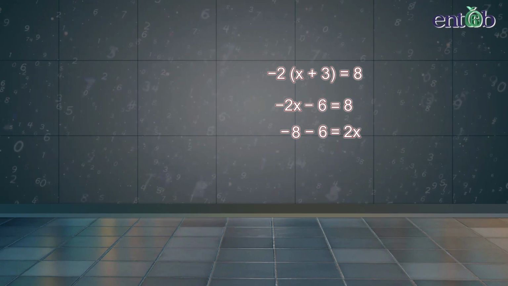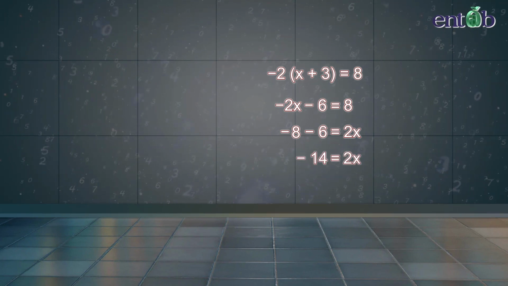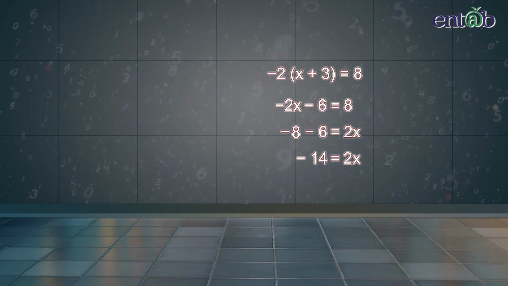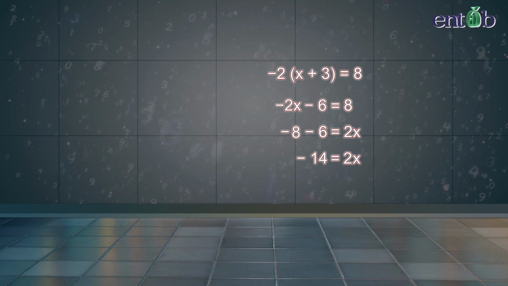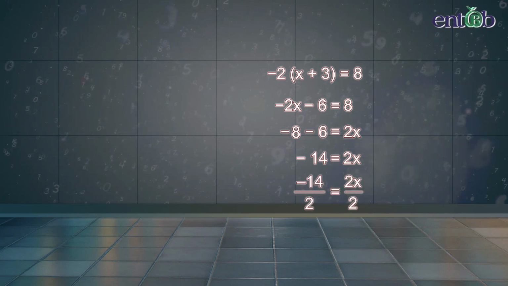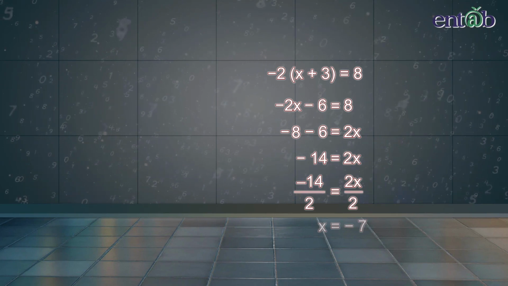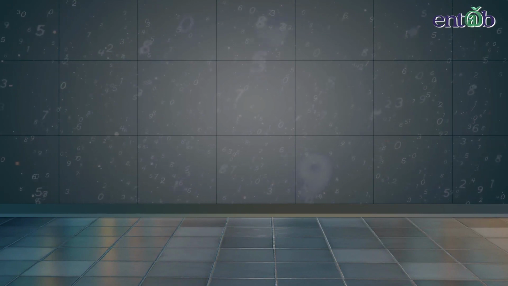So, on simplifying the left hand side, we get -14, which is equal to 2x. Now, to find the variable x, we will divide both sides of the equation by 2. Therefore, x is equal to -7. I hope you will be able to answer this question now. I hope you have guessed it right. We were solving an equation until now.